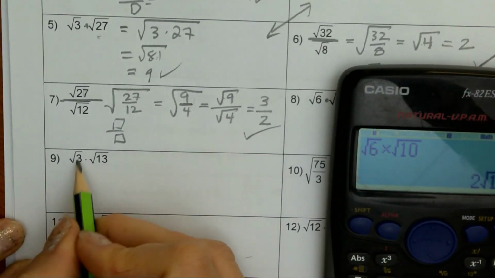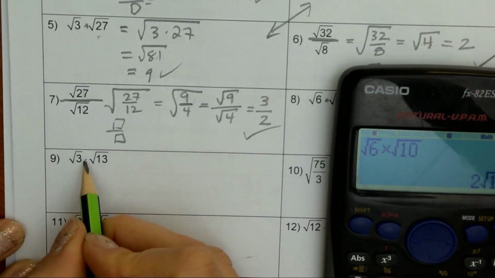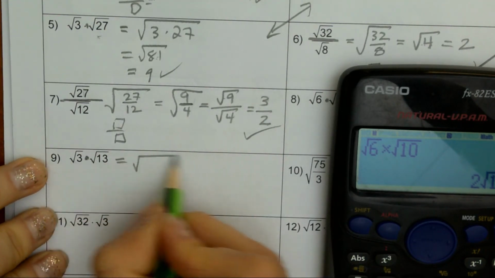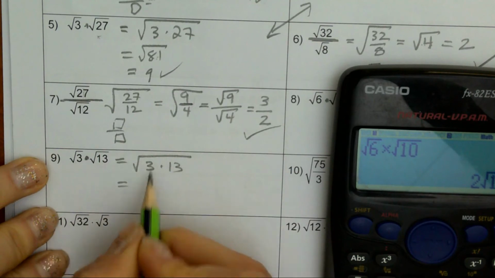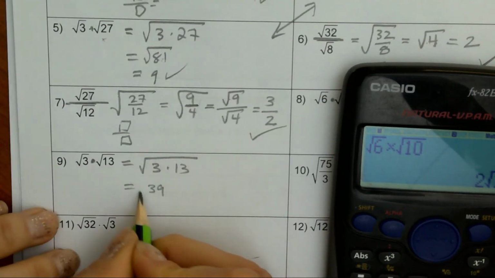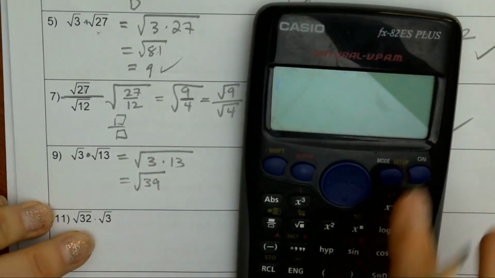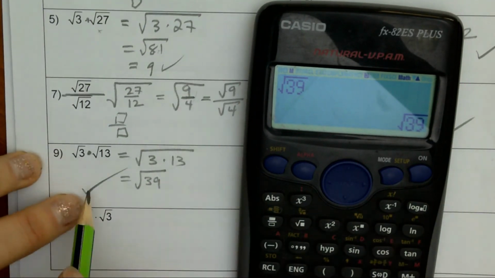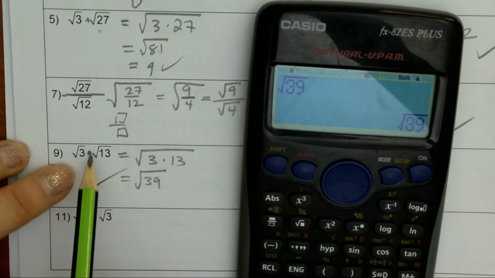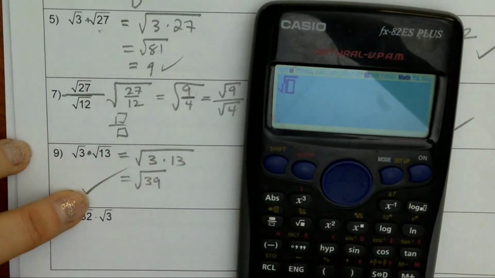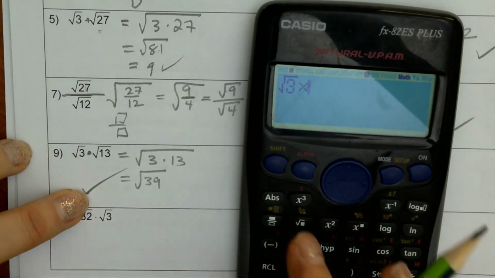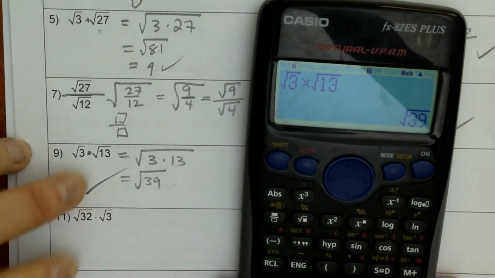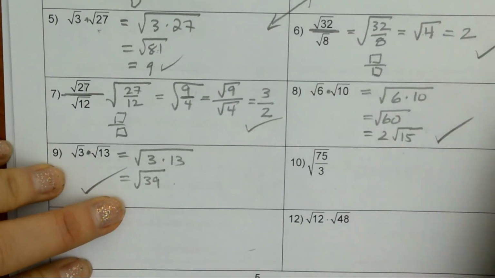We can't do anything with root 3 and 13, but because this is a multiply, we can put them together. 3 times 13 is 39. Can we make that more simple? Nope. So we're done. Oh, I didn't check with our calculator. Let's check. Don't put a check mark unless you've checked. Yep, that's more simple, but we can't make it any more simple.